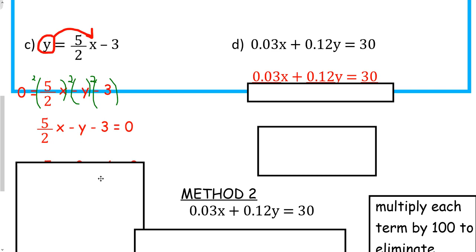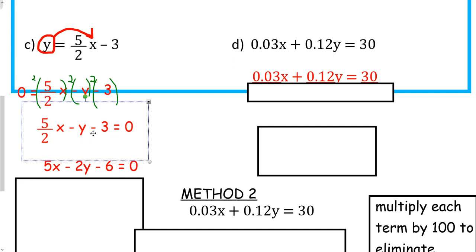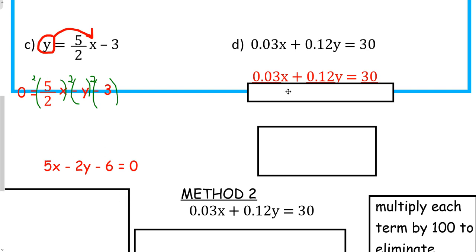Oh, I meant to do that on this line here. That's okay. I'll just get rid of that. Okay, yeah, that looks good. And I also moved the 0 over to the right in that line there.